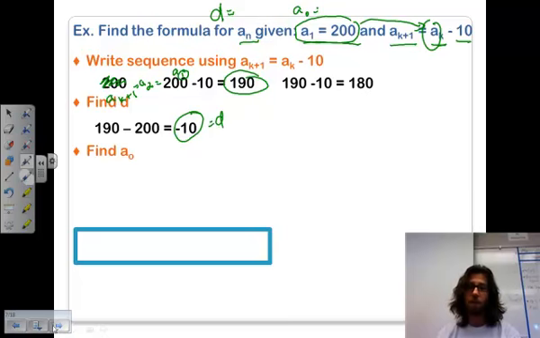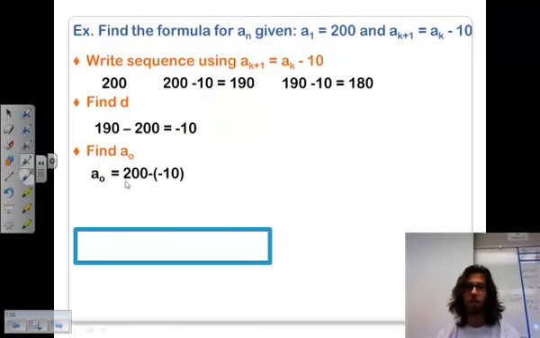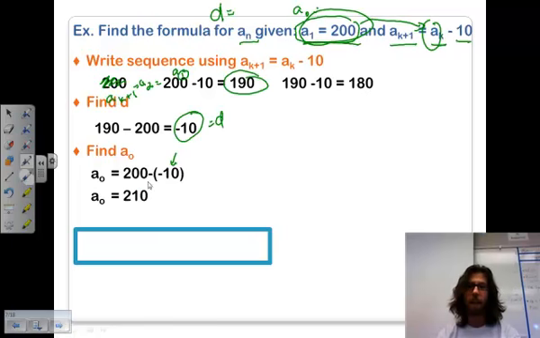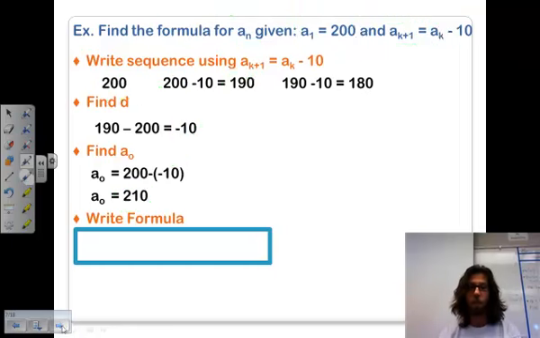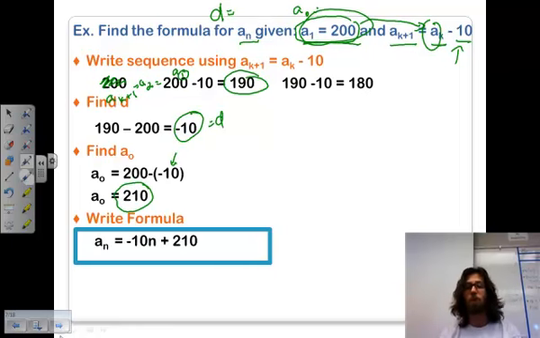Now we just need to find A sub 0. Once again, A sub 0 is simply equal to A sub 1, 200, minus our D, which is negative 10. So we get that, in fact, if we want to go backward in the series, we start at 210, and then we're going to be decreasing, which is why we see that A sub 1 is 10 less than A sub 0. Then we're just going to write out our formula based off those values.